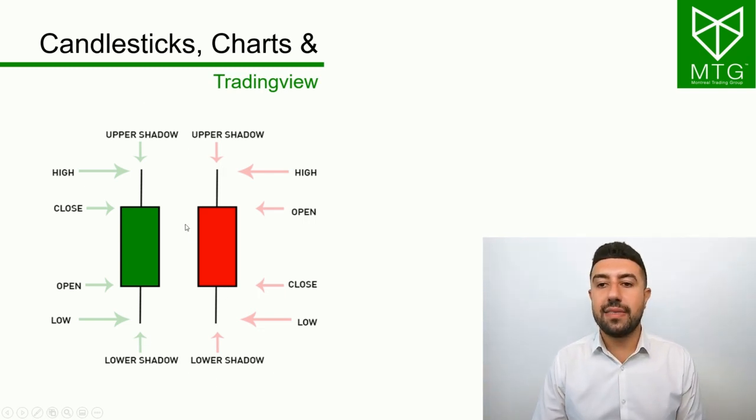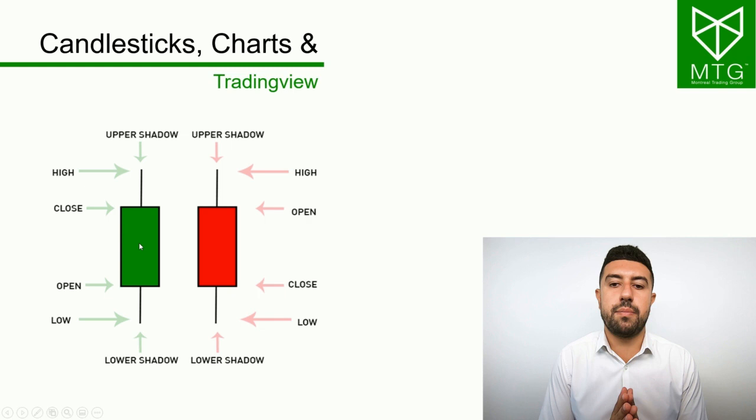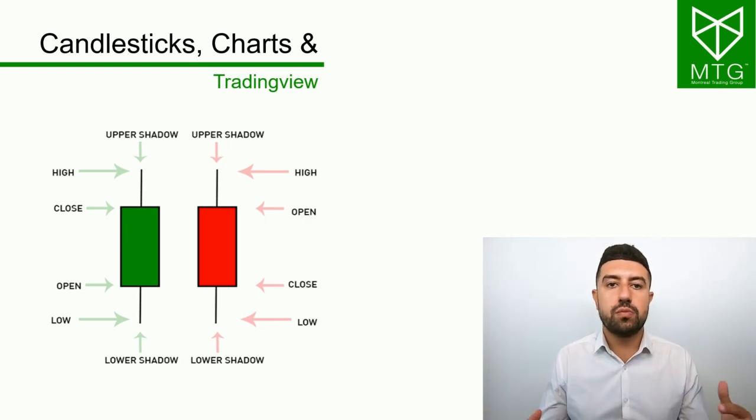Now, these candles do not need to be daily. Each candle can represent any type of time frame. You can have 1 hour candles, which represent each hour. You can have 30-minute candles, 1-minute candles, 4-hour candles. It's up to you, right?